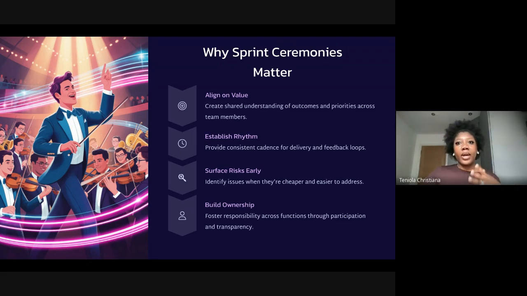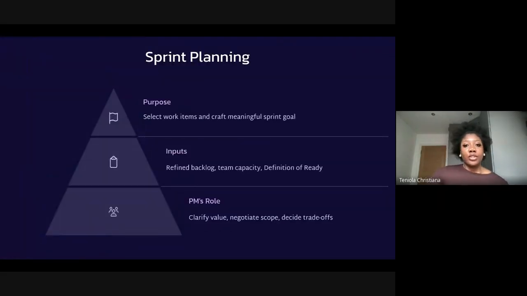And build ownership. You're able to assign responsibility, tasks and roles to each individual within your team, which helps with better alignment and in general better collaboration. What I should have done is make a list of all the different types of sprint ceremonies, but I will summarize for you.